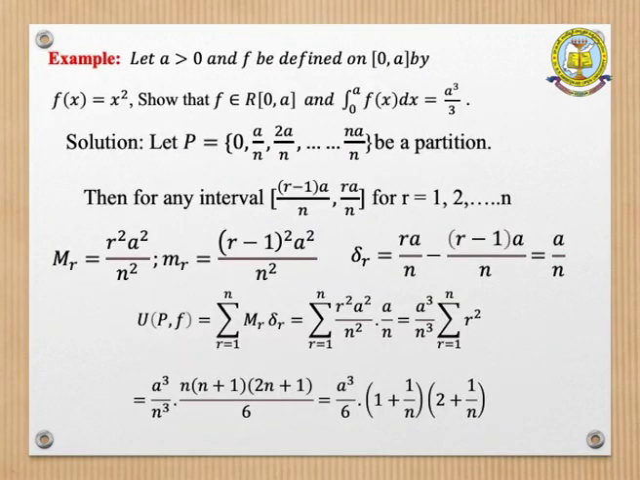Now, every continuous function is Riemann integrable on the closed interval [a, b], and any monotonic function is also integrable on [a, b]. And if f has a finite number of discontinuities on the closed interval [a, b], then f is also integrable on [a, b]. That means, for continuous functions, monotonic functions, and functions having a finite number of discontinuities, we have UPF minus LPF is less than epsilon.